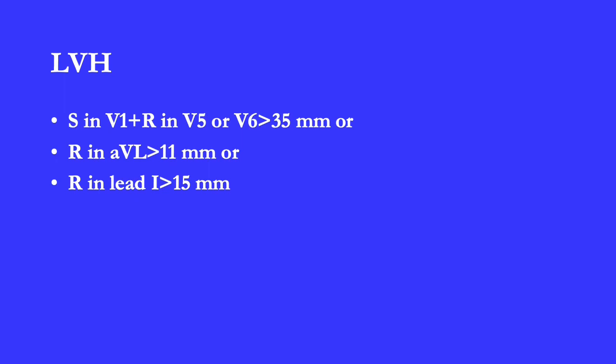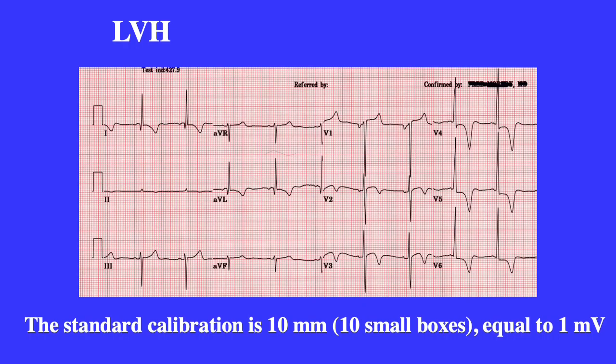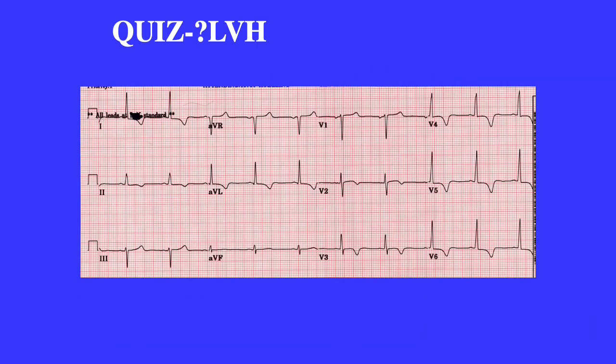And this EKG, which you'll see next, shows the 3 criteria I just mentioned for left ventricular hypertrophy. If you notice, the calibration here is standard, 10 millimeters, that is 10 small boxes, and equivalent to 1 millivolt. So now my question to you all is, now that you have learned the criteria for left ventricular hypertrophy, does this patient have left ventricular hypertrophy?